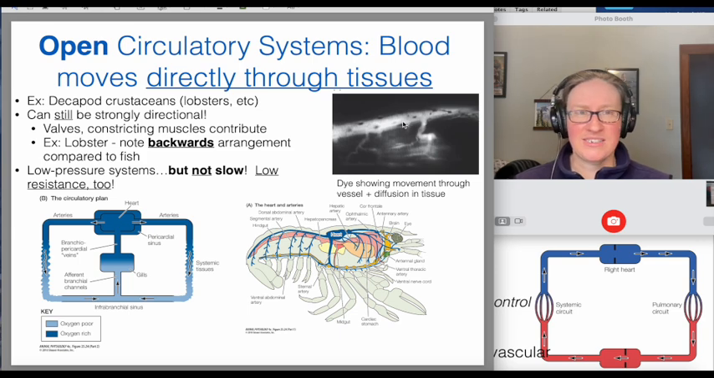If you inject a dye and then come back sometime later, you can see where that dye travels, right? So this is showing that path of travel through vessels and then also diffusing into tissues. And so if you kind of time how long this takes, it's not a slow circulatory system, because although it is a low pressure system, passing directly through tissues also makes it low resistance, right?